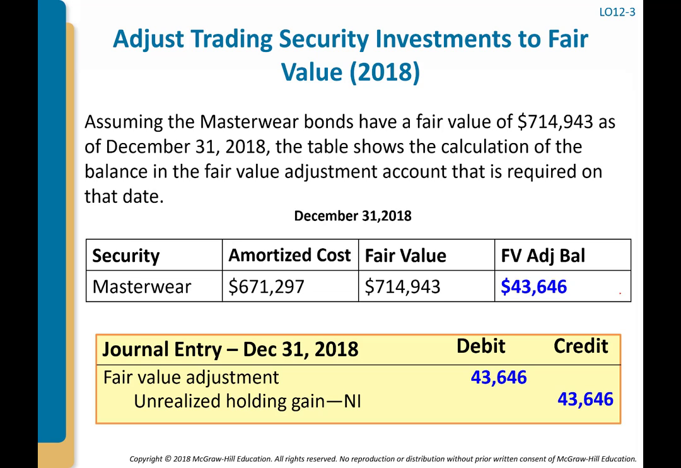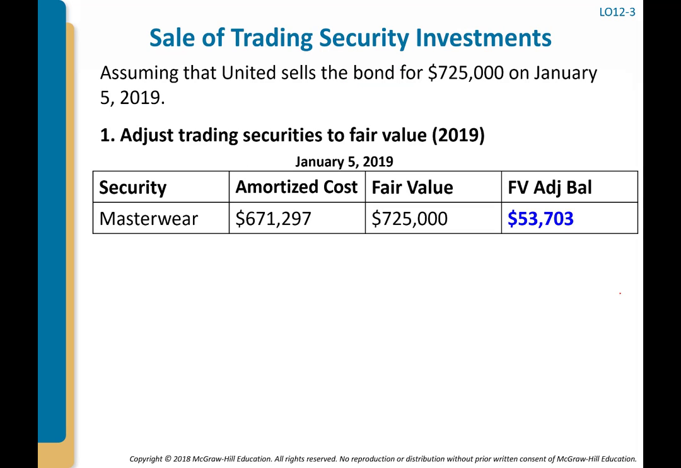Okay, so this is the carrying value of the bond now. Okay, and we take the what? The increase that we have increased the carrying value, that's a gain, that is a trading security, so that's part of my net income, right? Okay, okay, good. Now what happens?